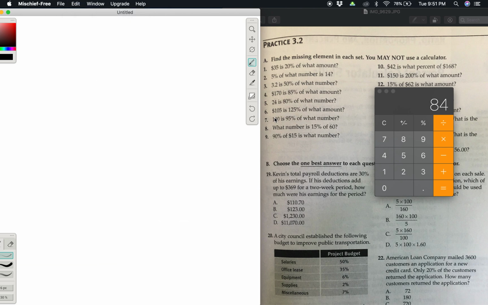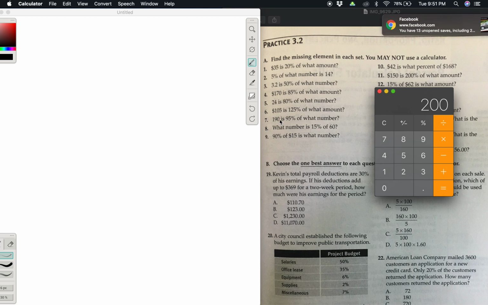Now we have number 7, which is 190 is 95% of what number? Since we know 190 is 95%, we know it's the part, because it's not 100%. 190 divided by 0.95 equals 200. So 190 is 95% of 200.